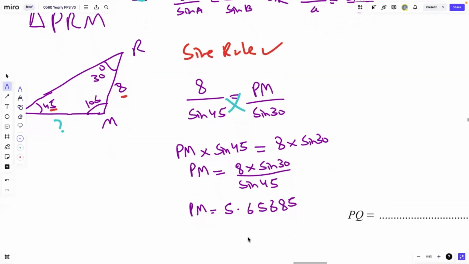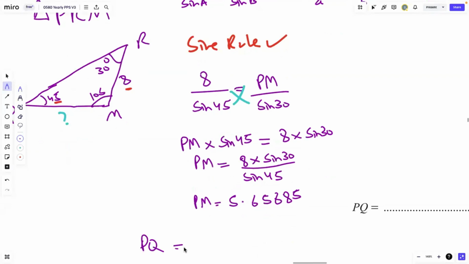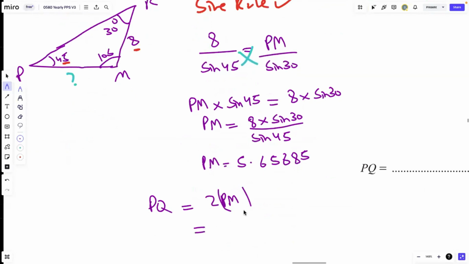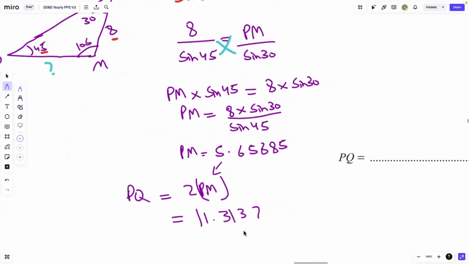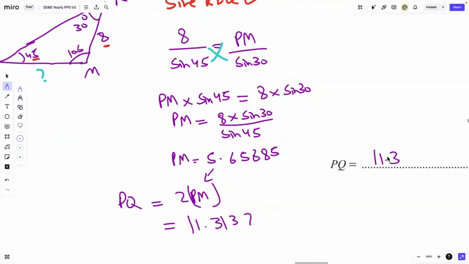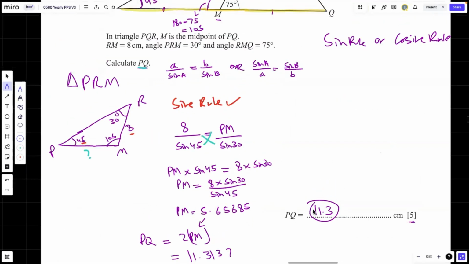You can just times that by 2 to calculate PQ. PQ is just going to be 2 times PM. For accuracy, I'm going to use the answer in the calculator and just times it by 2. I'm getting 11.3137, which to 3 significant figures is 11.3 as the final answer. And that's 5 marks for this part.